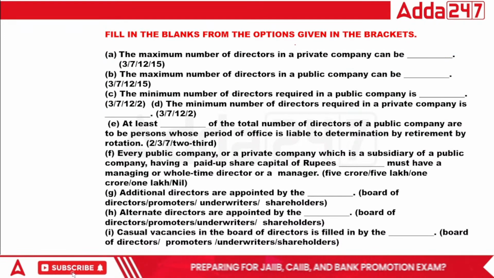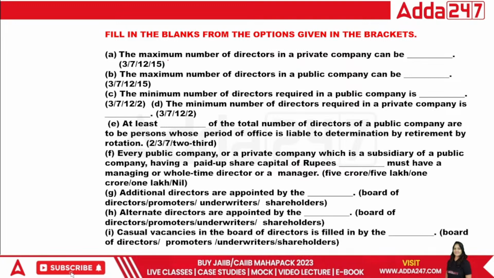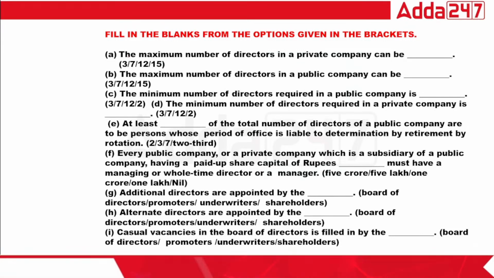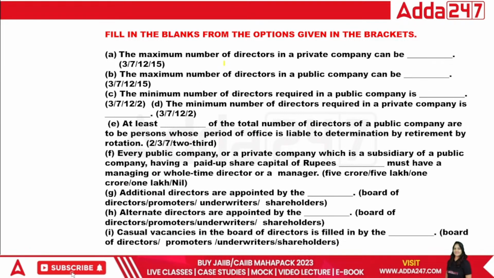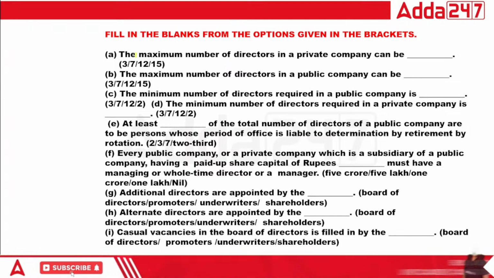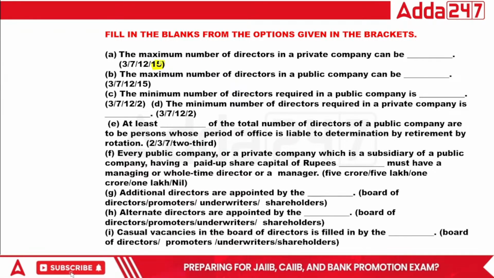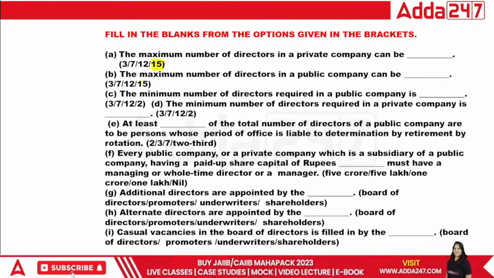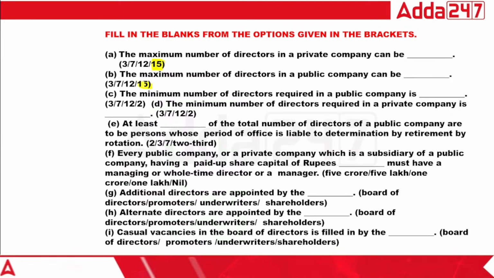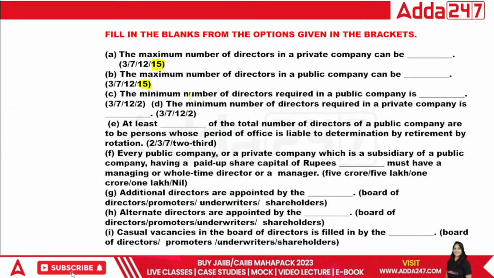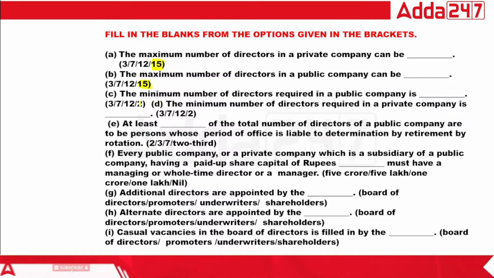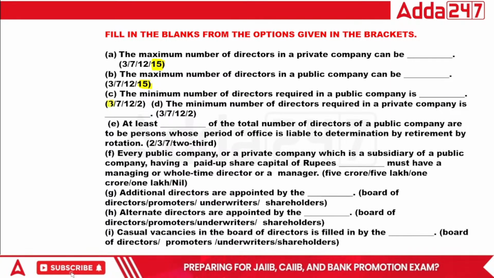Fill in the blanks from the options given in the bracket. The maximum number of directors in a private company can be 3, 7, 12, 15. Tell me, guys. Maximum number of directors in a private company, that is 15. Maximum number of directors in a public company, class? In a public company, that is also 15. Minimum number of directors in a public company? The minimum is always 3 for public, and the minimum in a private company is 2.